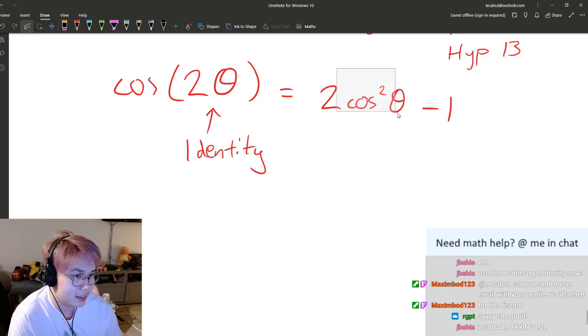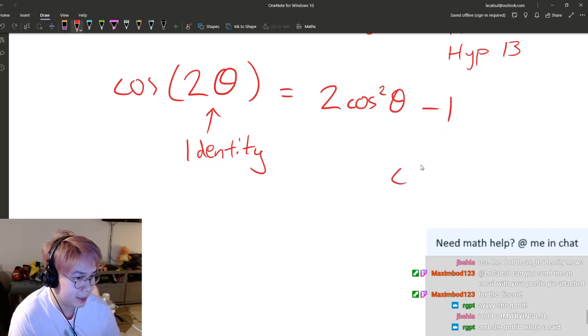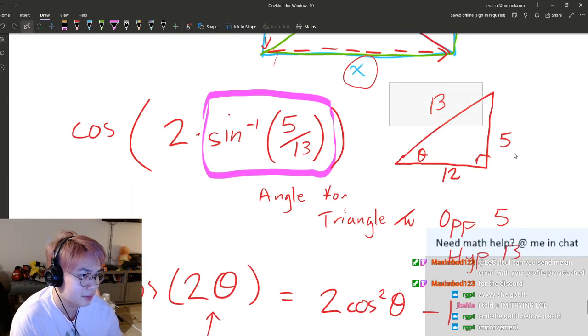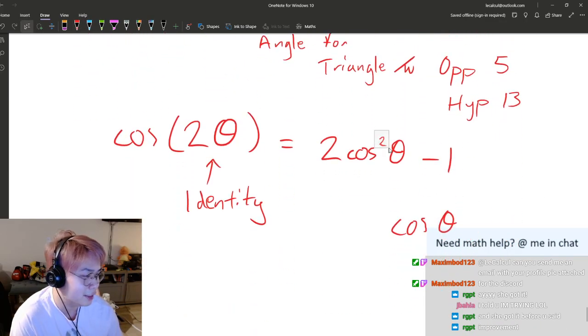All right, and then this you can find out. You should be able to find out what cosine theta is because you have a triangle. And then you just square it, times it by 2, and then you subtract 1.